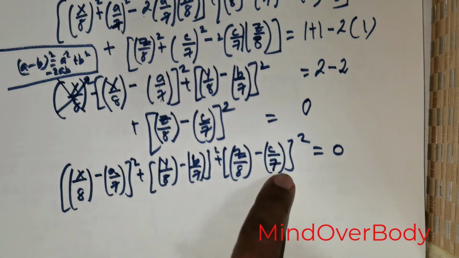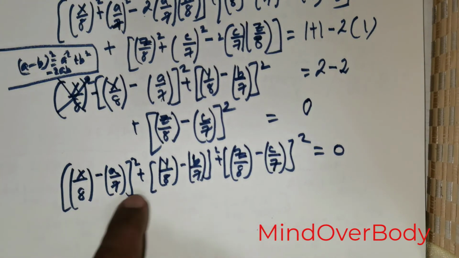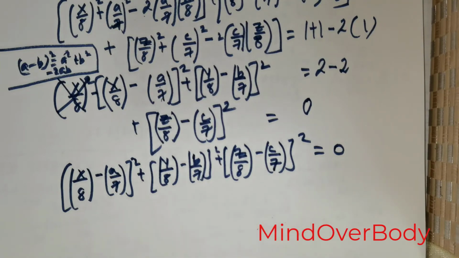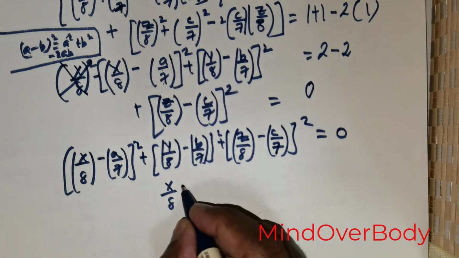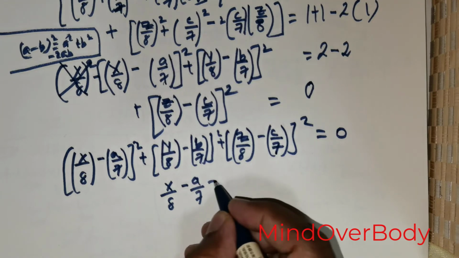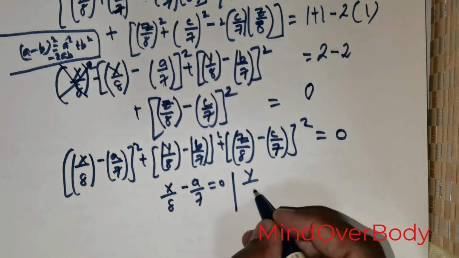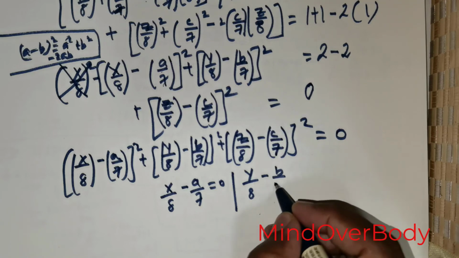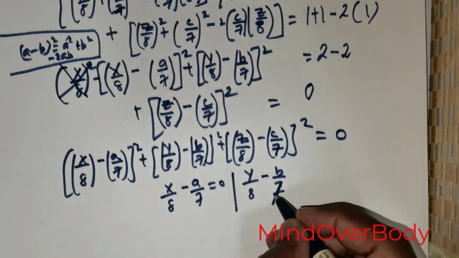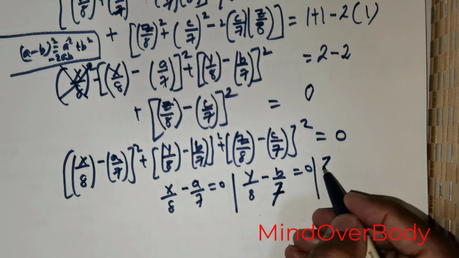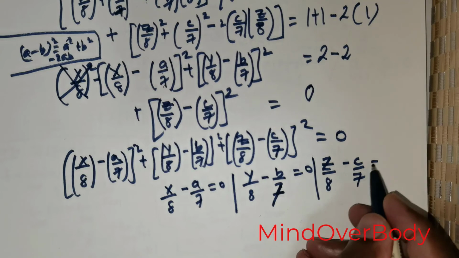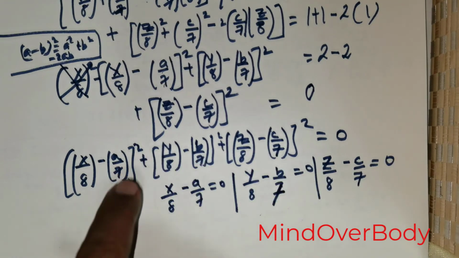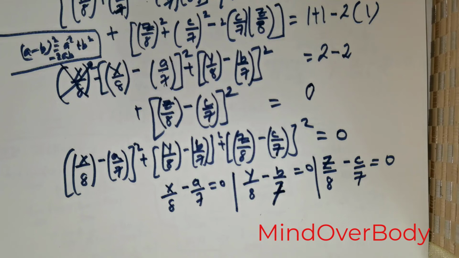So what is the observation that you see here? You see a sum of squares being equal to 0. When would this be possible? This is only possible when x/8 negative a/7 is equal to 0, when y/8 negative b/7 is equal to 0, and when z/8 negative c/7 is equal to 0. So this is when this is possible.